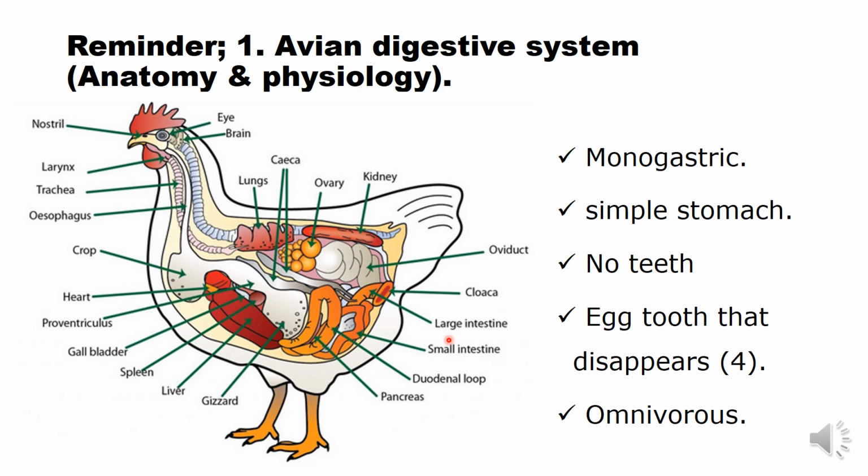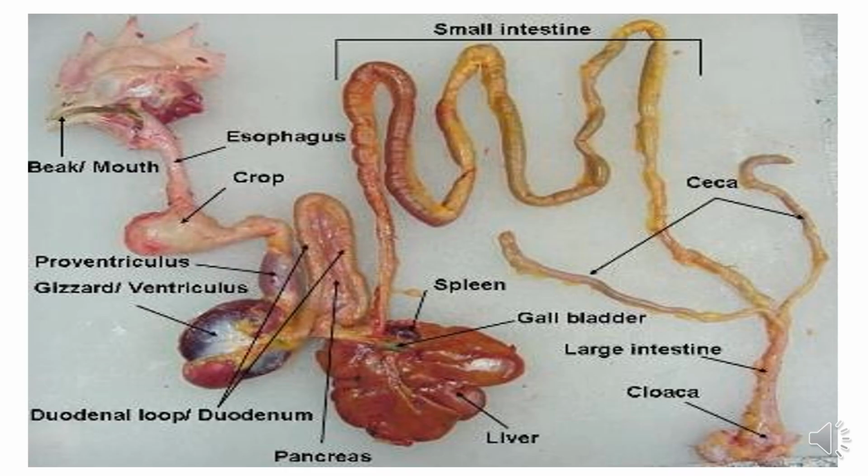We see that the beak is modified. Then they contain the egg tooth, especially when they are still young, that helps them to pass through or to break the eggshell during hatching. After it has been hatched, 2 to 3 days, the egg tooth folds off. The birds are omnivorous. Then, these are the different parts that we shall be talking about that make up the digestive system of the bird.